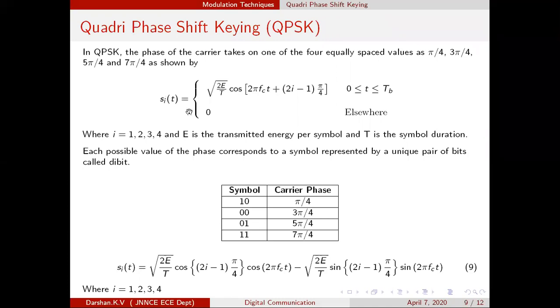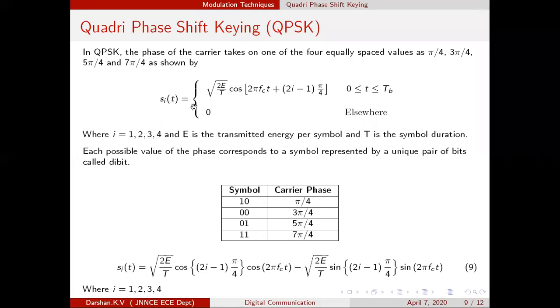So what is the difference? The difference is the phase of the signal. For symbol 1 0, what would be the phase of the signal? The phase of the carrier signal is pi by 4. For symbol 0 0, what would be the associated phase? The associated phase would be 3 pi by 4. For symbol 0 1, the phase would be 5 pi by 4. For symbol 1 1, the phase would be 7 pi by 4.